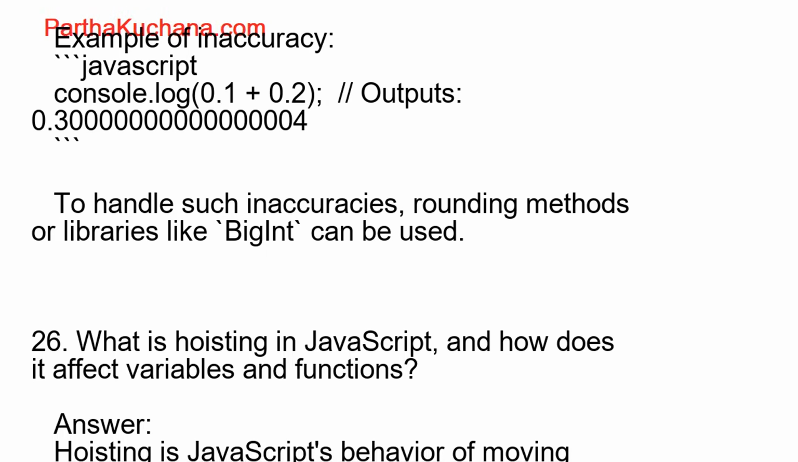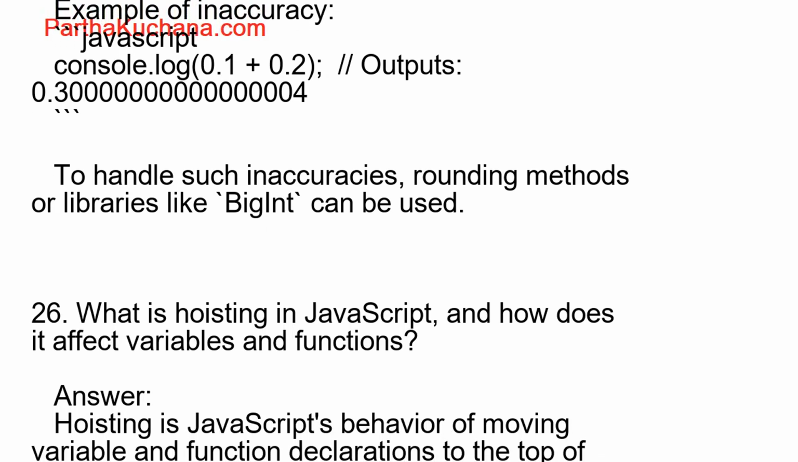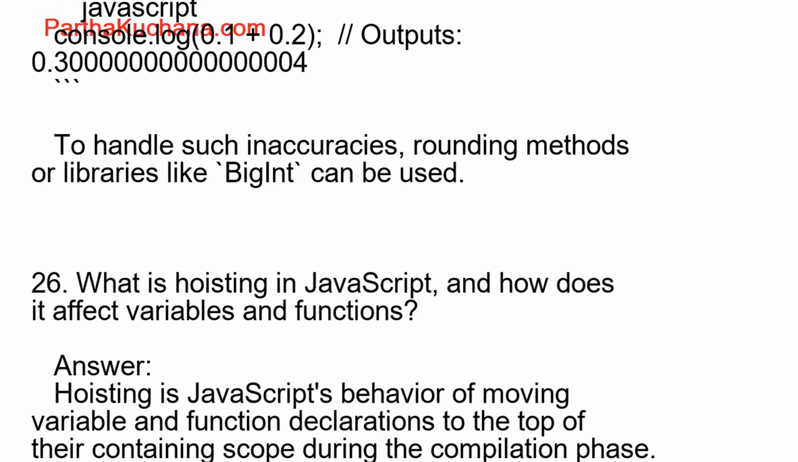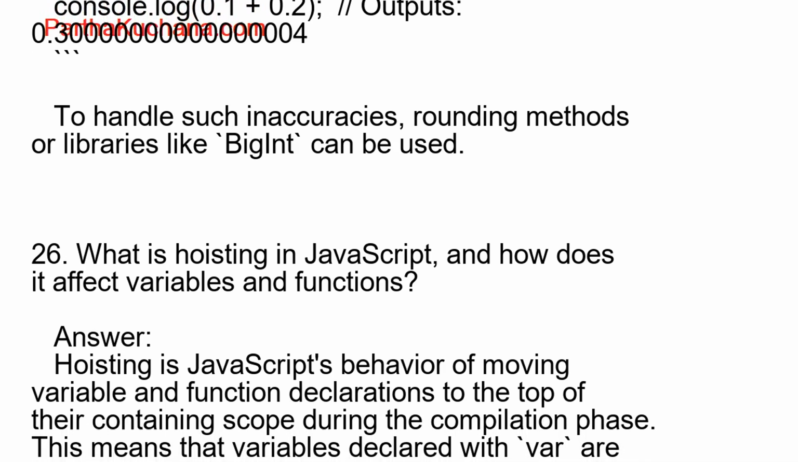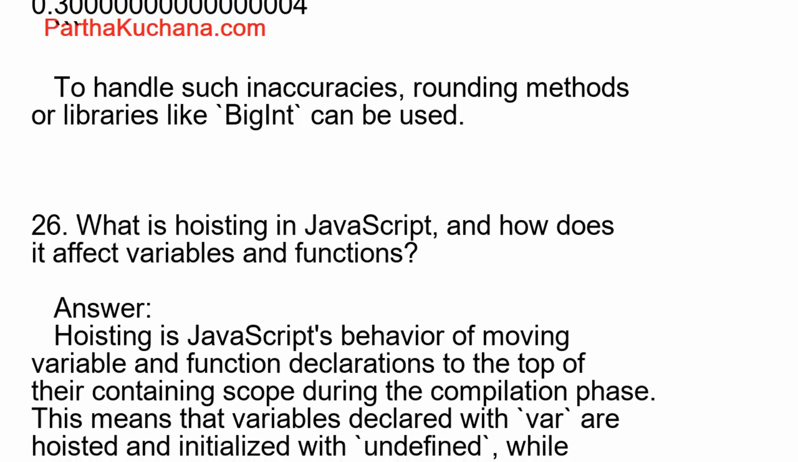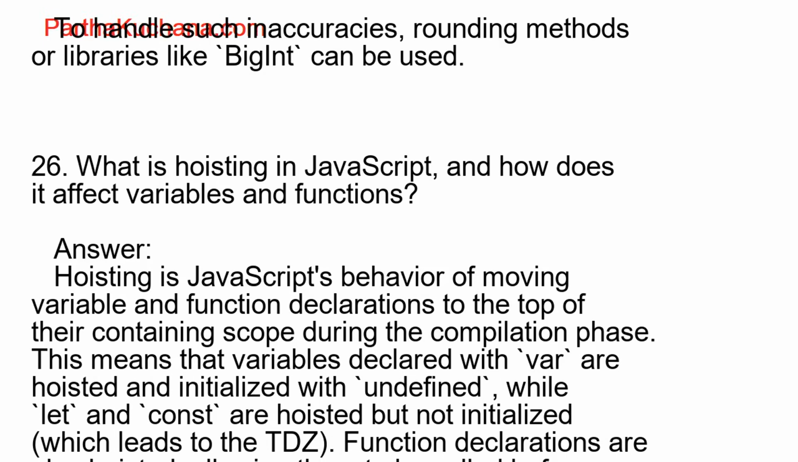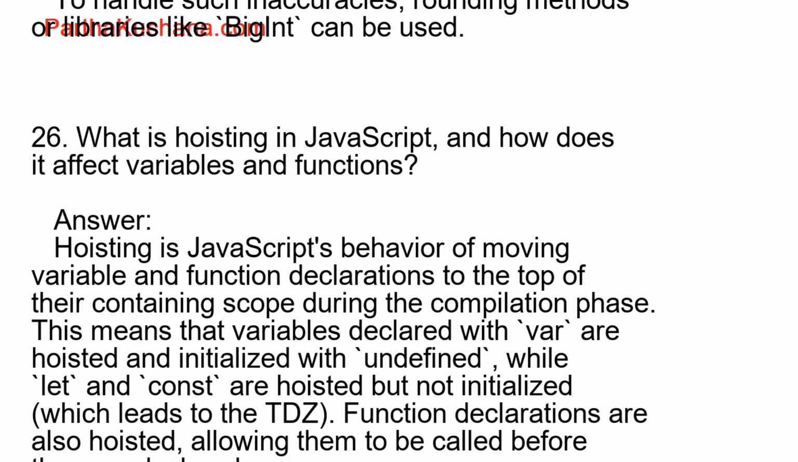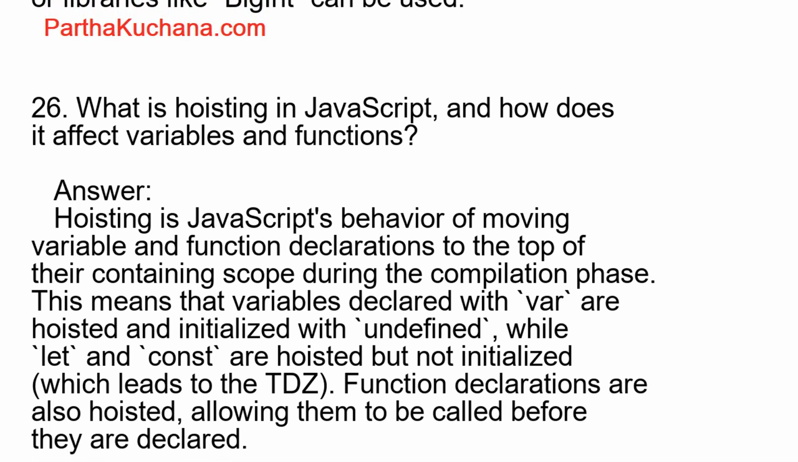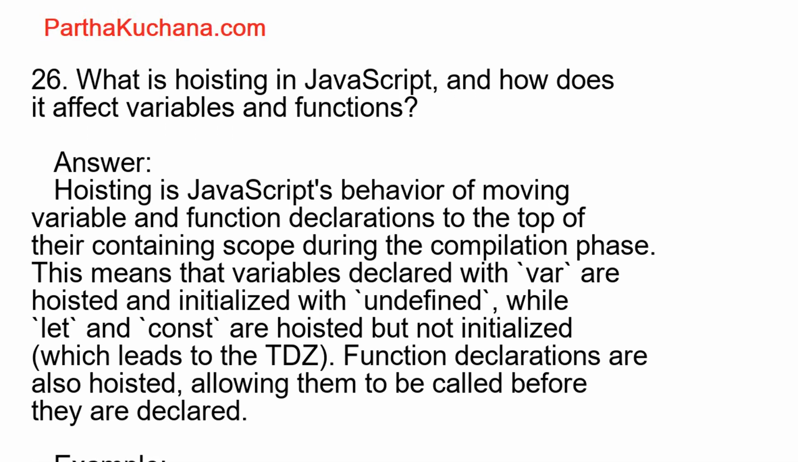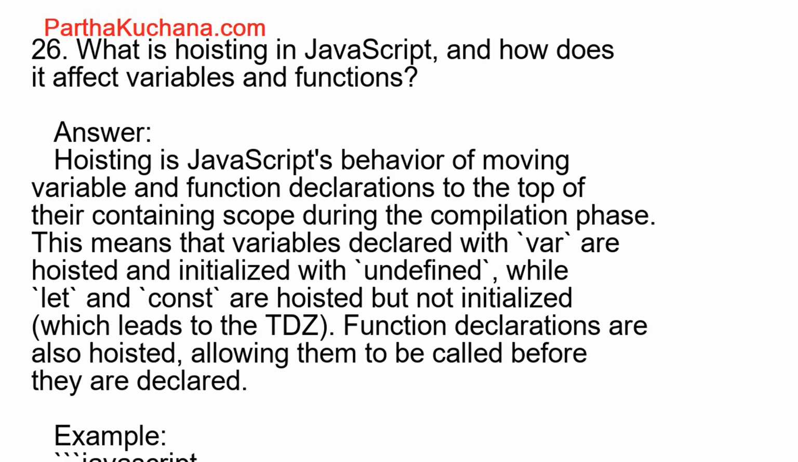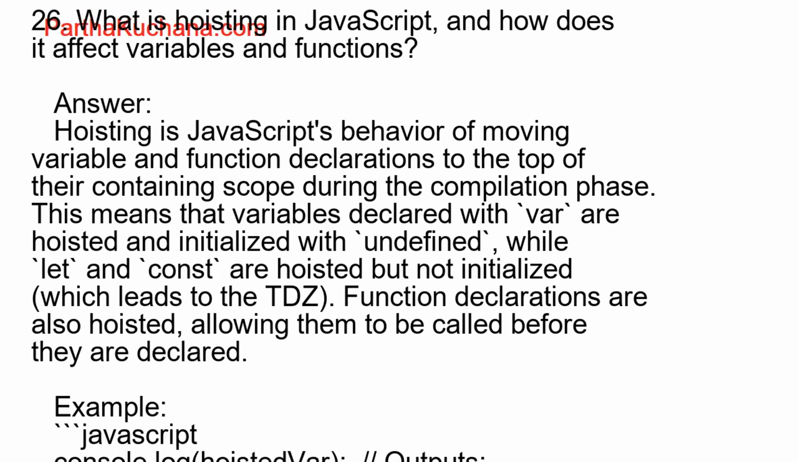28. What is the purpose of the promise object in JavaScript? Answer: the promise object represents the eventual completion or failure of an asynchronous operation and its resulting value. A promise can be in one of three states: pending, fulfilled, or rejected. Promises provide a cleaner alternative to callback functions for handling asynchronous operations.